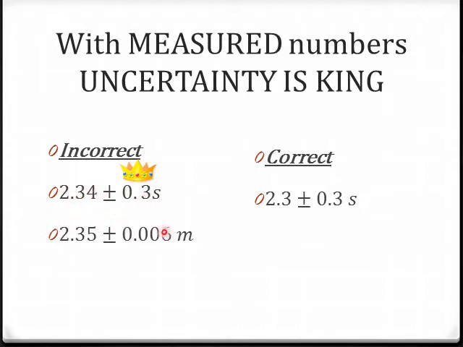This one down here, we can see that the number was measured. If we measured a distance of 2 meters and 35 centimeters, but our uncertainty is 6 millimeters or 0.006 meters, we've got to match. Uncertainty is king, right? We've got to match the number to the uncertainty. We can even take this and make it more precise.